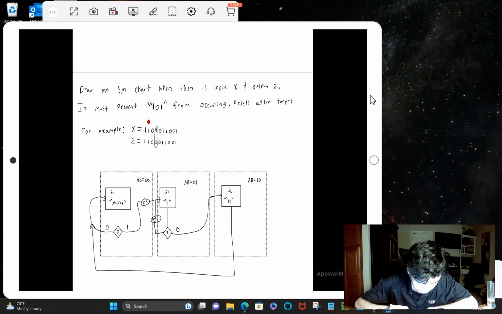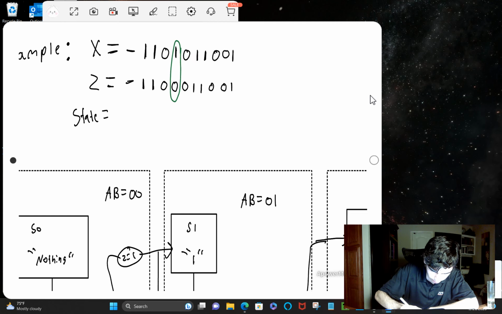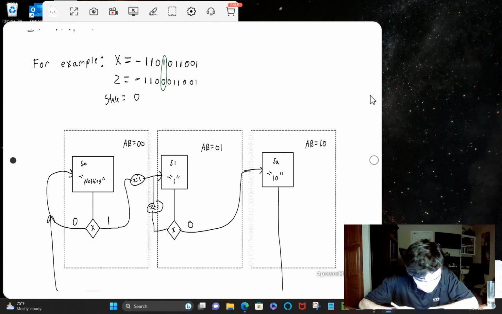Start off with nothing. X is 1. Let's do the state. Starts off with this. We're in state 0. We get a 1. State 0. Get a 1 from there. So then we go to S1. And Z is outputted as a 1. Okay, so we're in S1. We get a 1 right here. Well, we go back to S1, and Z's outputted 1 again.